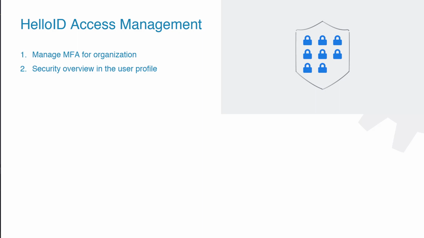Also, we have a security overview in the user profile. As an end user, you can see in your profile settings when you last logged in, from which location, IP address, and also with which multi-factor. It brings us a next step further in making the HelloID portal more secure. As an end user, you can see what you have been using in HelloID. This was it for access management.